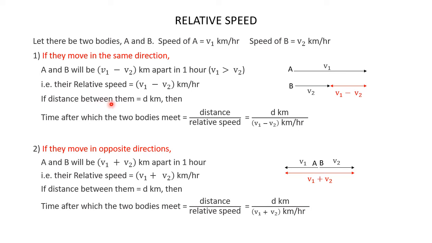Now supposing the distance between them is d kilometers, then time after which the two bodies meet is equal to distance divided by relative speed, which is nothing but d kilometers divided by V1 minus V2 kilometers per hour.